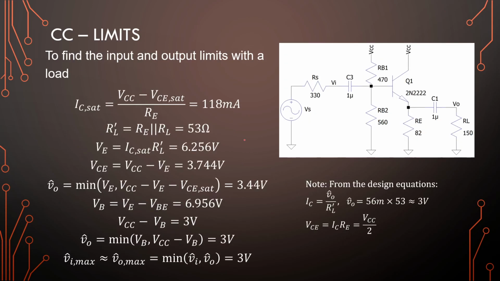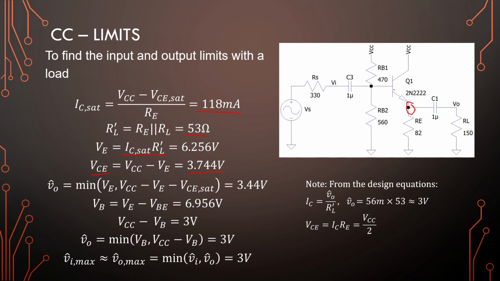We need to find our saturation current. Now here it's VCC minus VCE sat over our emitter resistor, and that's 118 milliamperes. Then this must include the load, so we take RL prime, which is the two in parallel, it's 53 ohms, and we determine our VE point using our IC sat and our R load, and that is 6.256 volts. Then we can determine our VCE value, and that is VCC minus VE at 3.744 volts.